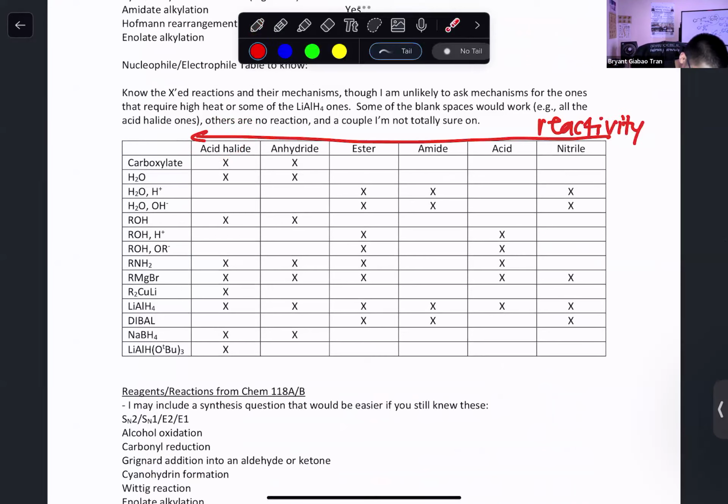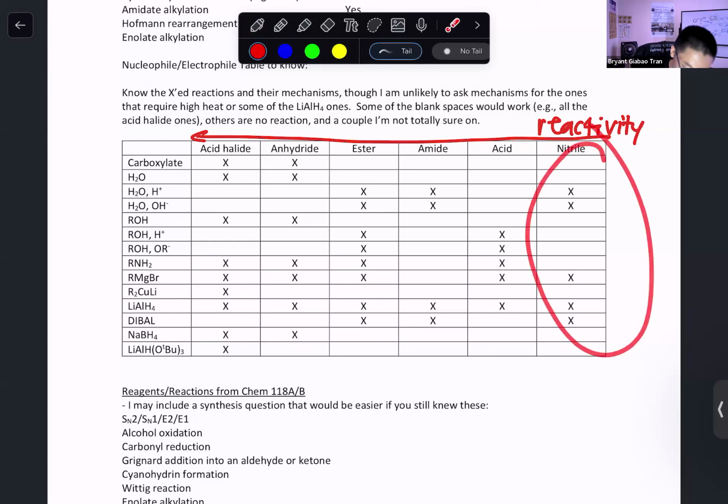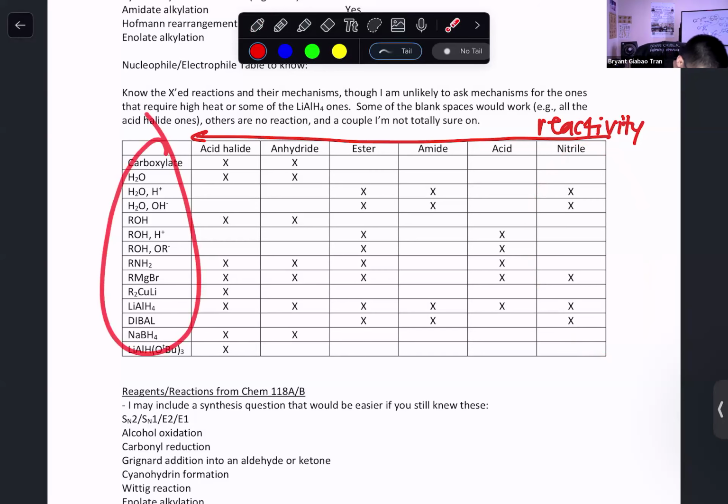And that's why we see in acyl halide, they have the most amount of reactions that it could do. And it decreases as it goes on to the less reactive derivative. Like that, right? And then these are the reagents that you need to be familiar with there.